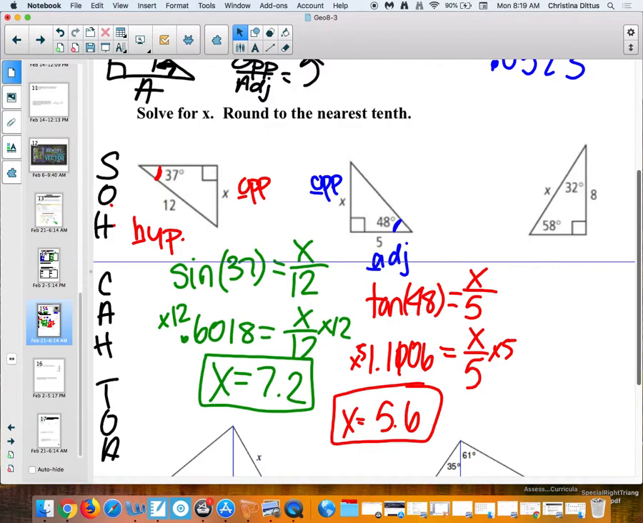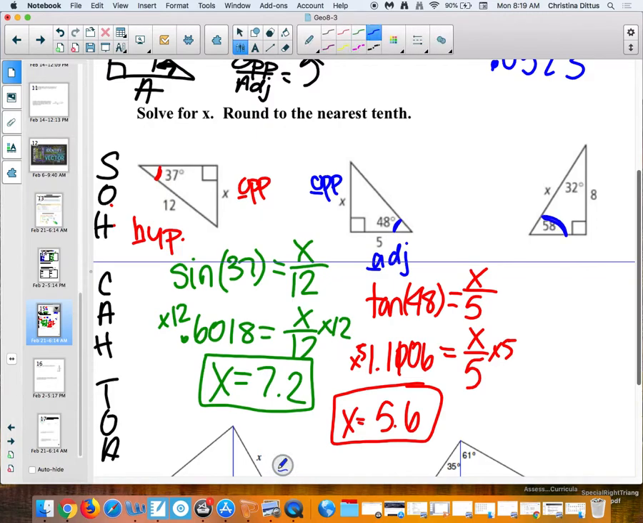Okay. Questions there? Alright, this one, you notice I have 2 different angle measures. You can pick either one to work with, except for the 90. You can pick 58 or 32. Which one do you guys want to work with? 58.